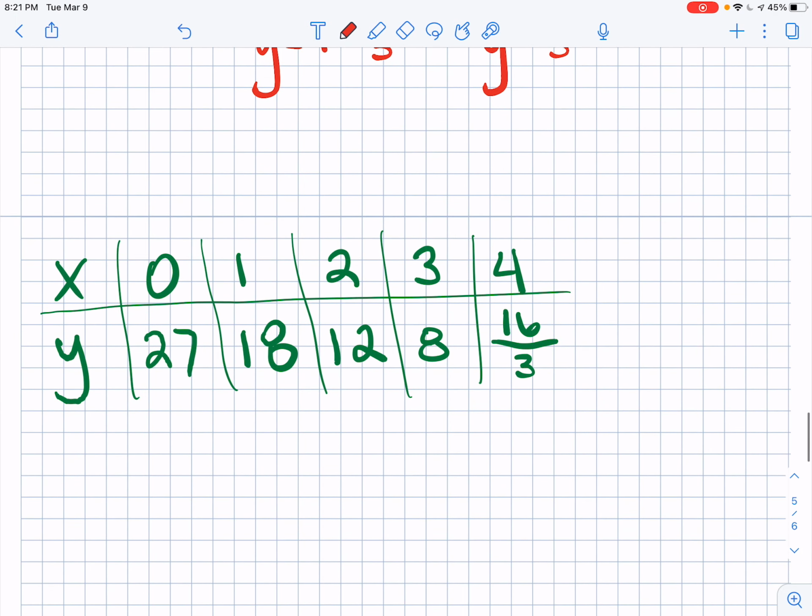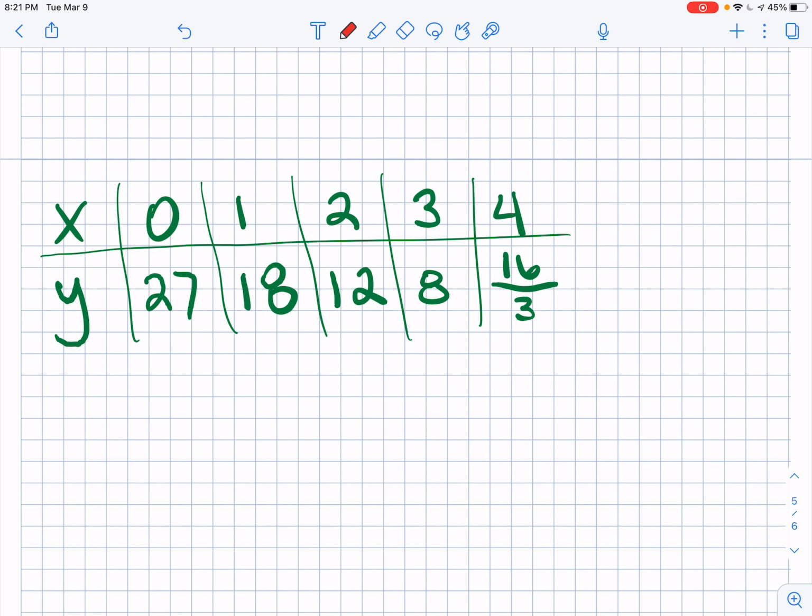This one's a little more challenging, but not too terrible. Again, I've got to look at my y values, my output values, and say, okay, how is this thing changing? What's happening? I can see that it's being reduced, but I've got to figure out how it's being reduced. And I don't know how to go from 27 to 18 or from 12 to 8. I don't know what I'm multiplying by that. So let me show you a shortcut.